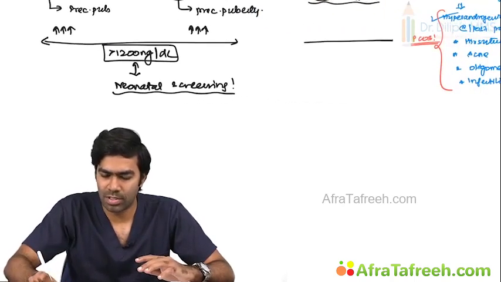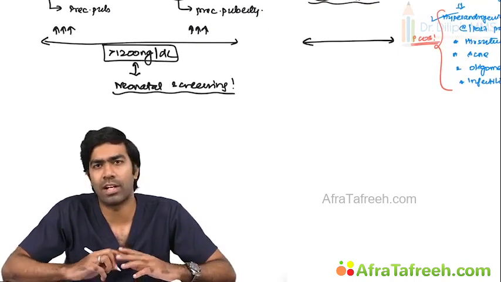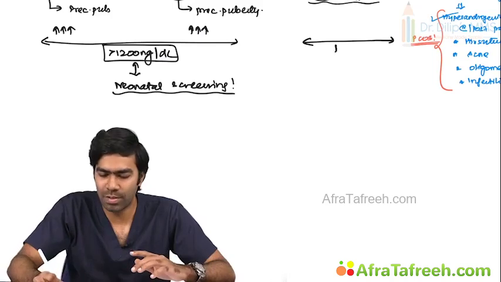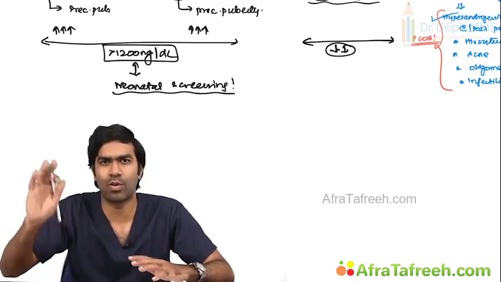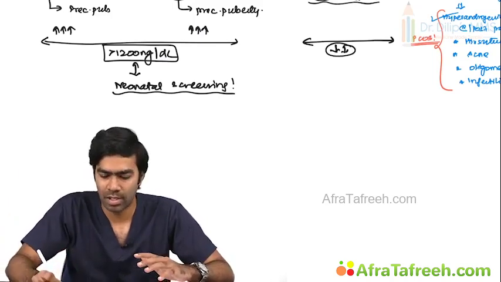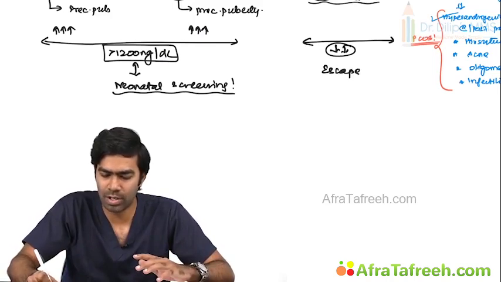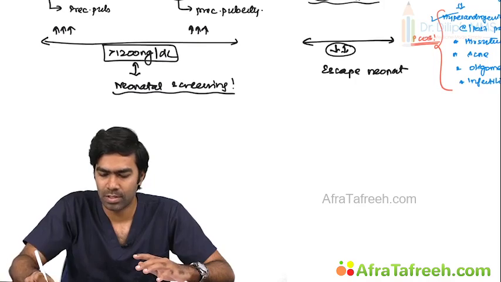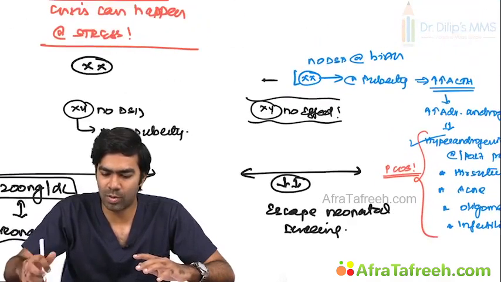So remember, 17-hydroxyprogesterone levels in non-classic varieties usually will be very low. It will not reach the 1,200 mark at all in the first place, and most of them escape neonatal screening as well. So they cannot be detected by neonatal screening, which means they can be detected only at the time of puberty or post-puberty, where they usually come with hyperandrogenic features, which is a close differential diagnosis for PCOS. So otherwise, they will escape the neonatal screening.